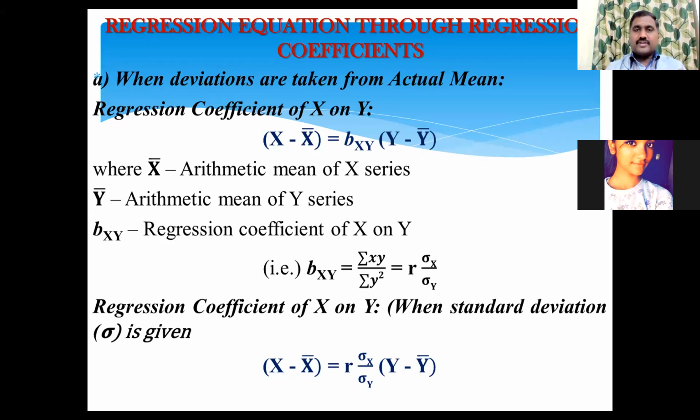Now the method that we are going to discuss today is regression coefficient: how to find the regression equations y on x and x on y through regression coefficient. For that we have two methods: actual mean and assumed mean. This is the formula for actual mean, y on x, x on y. And there is a separate formula for assumed mean that we will discuss after this. Copy it. Everyone copied the formula?